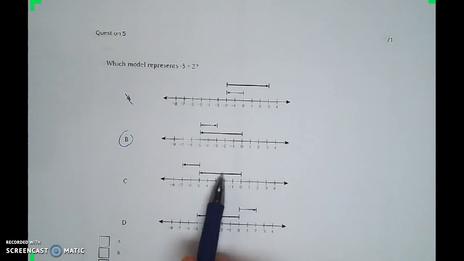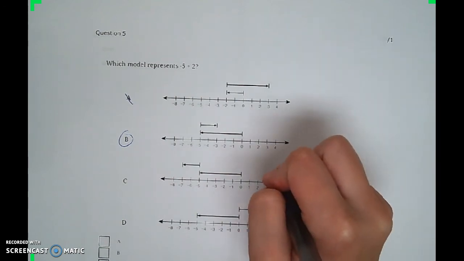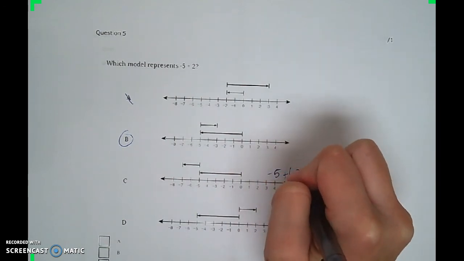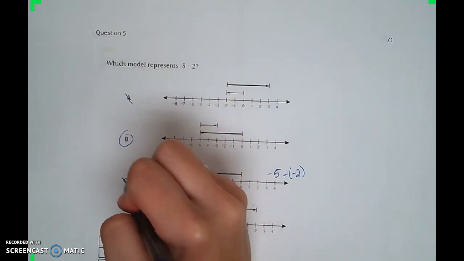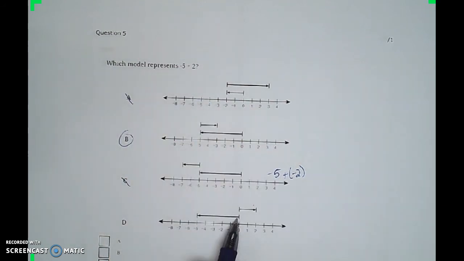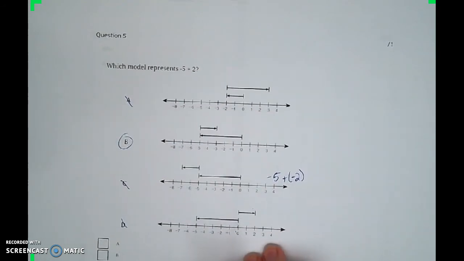So here we go to the left 5, and then we continue going to the left 2 more, and that's going to be the same as negative 5 plus negative 2. But we don't have a negative 2 here, so that's why that one doesn't work. And then from here, this is going to the left 5, but then it did go to the right 2, but instead of going from here over 2, it went from 0 over 2, which isn't going to work. So that's why this one doesn't work. So B would be our answer choice here.